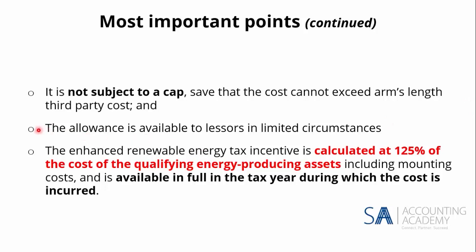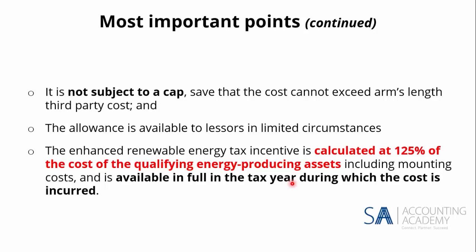The allowance is available to lessors in limited circumstances. So you'll have to have a look at that section there. And then the energy tax incentive is calculated at 125% of the cost of the energy producing assets. And it's available in full in the tax year when the cost is actually incurred. Right. So remember that it's got to be brought into use for the first time.